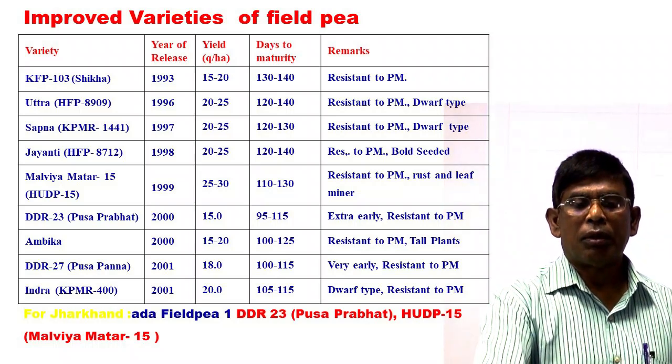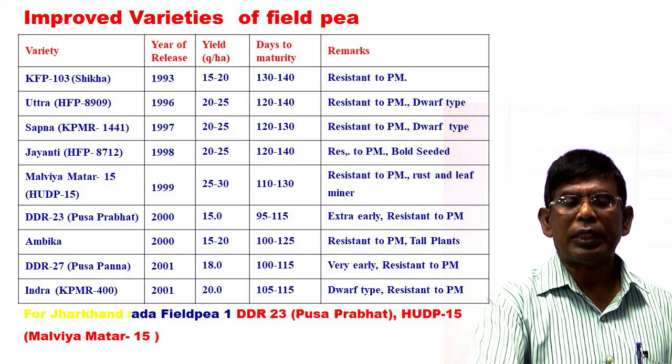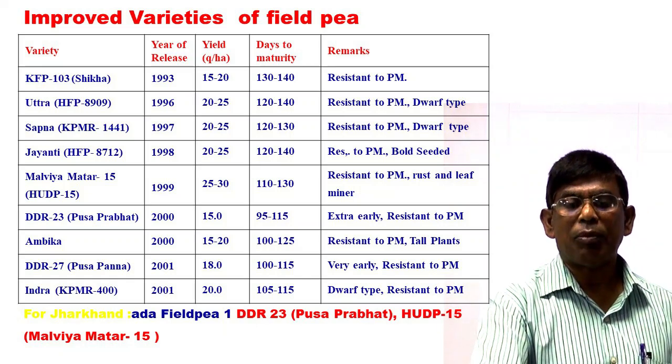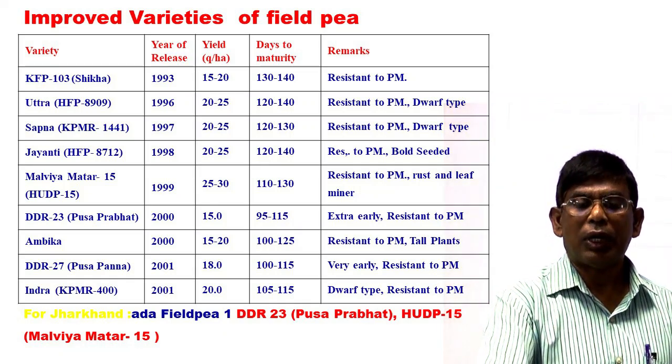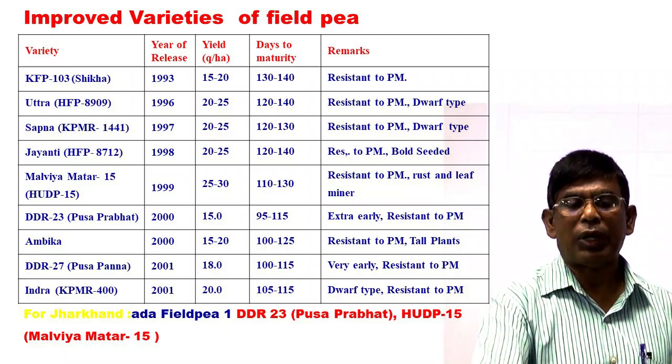Then Malviya Butter, it is also an important variety released in the year 1999. It is resistant to powdery mildew, rust, leaf miner, etc., with a duration of 110 to 130 days, and the yield capacity is too high, 25 to 30 quintal per hectare you can get from this variety.